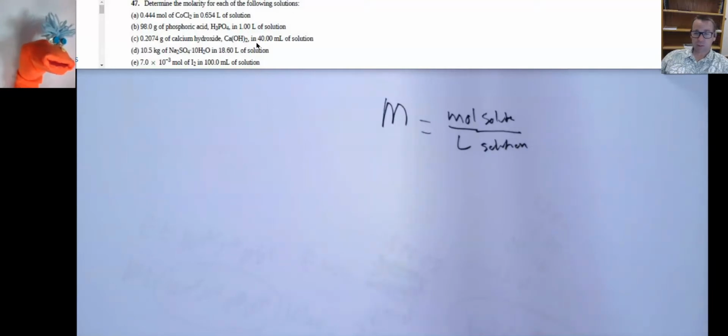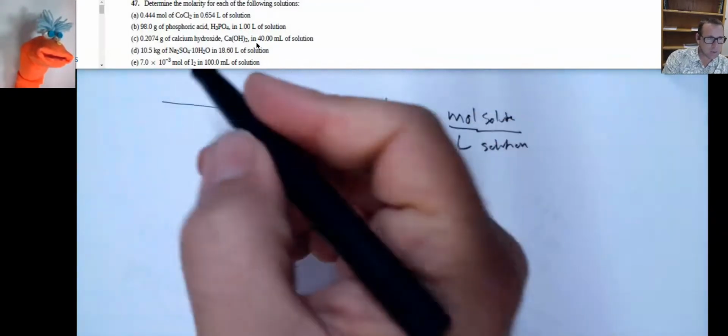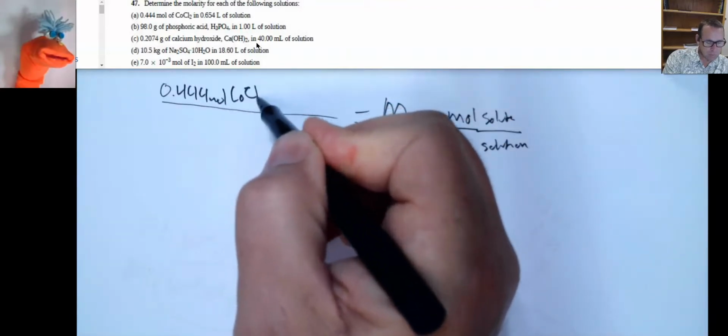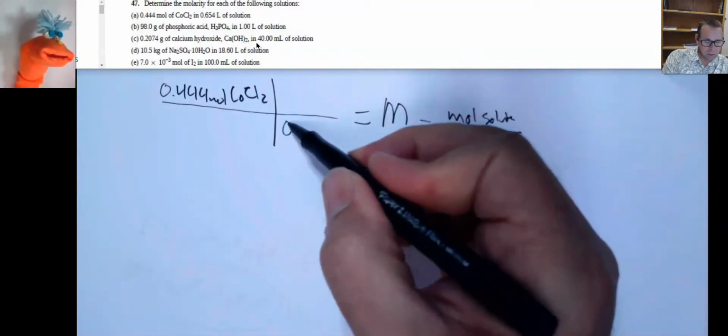Almost always in general chemistry, the solvent is going to be water, and the resulting solution is aqueous, made in water. So let's see here. If we have 0.444 moles of cobalt(II) chloride in 0.654 liters of solution, I want my units to be in molarity, so I start with 0.444 moles of cobalt(II) chloride, and I want liters of solution down here, that's 0.654.